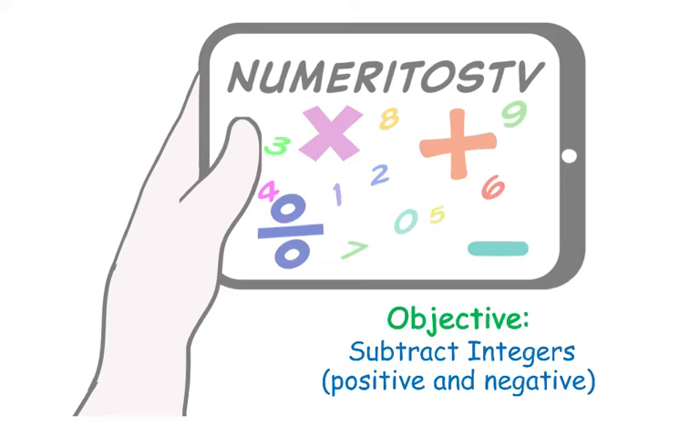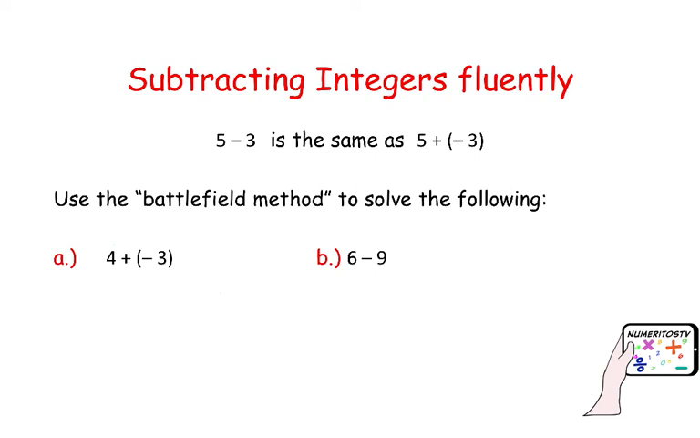The objective today is to subtract integers with positives and negatives. Before we subtract integers fluently, we need to understand that 5 minus 3 is the same as 5 plus negative 3. Subtraction is only the addition of the opposite of a number.